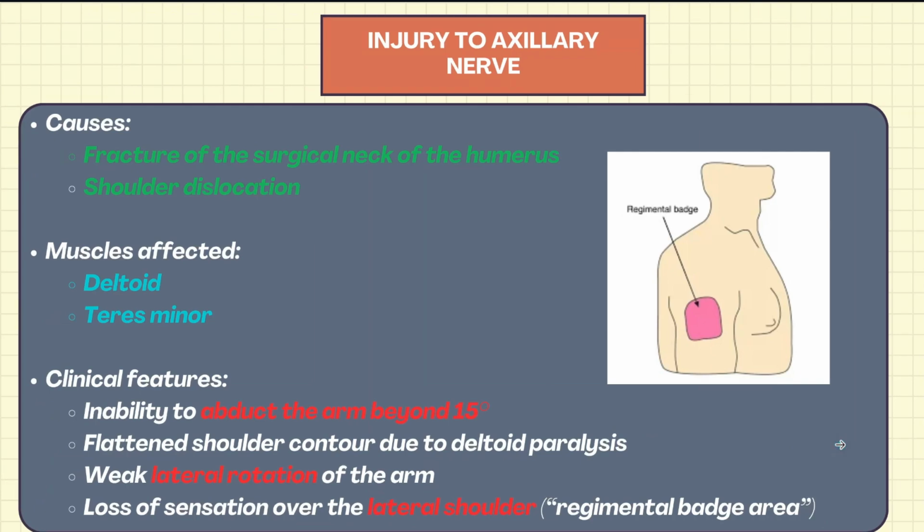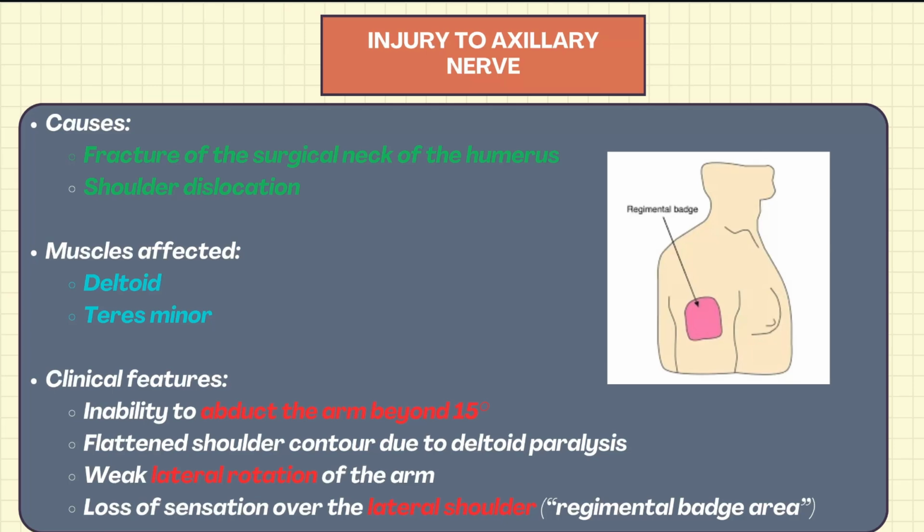Okay, coming now to the injury to the axillary nerve. An injury to the axillary nerve can happen from either two things, either from a fracture to the surgical neck of the humerus or a shoulder dislocation. The more high yield one is going to be a surgical neck fracture. However, you should also know the shoulder dislocation.